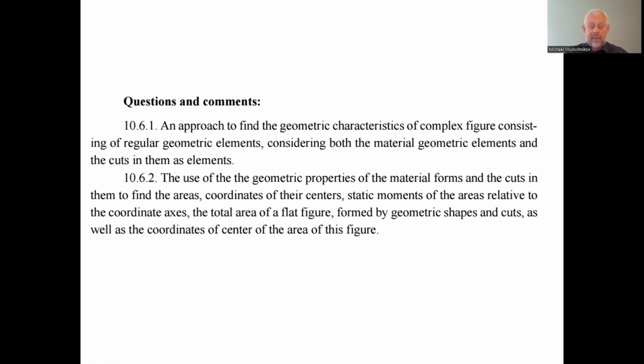This is the idea of the addition method, that we have to decide about the coordinate axis to reduce the amount of calculations, if we consider the properties of symmetry of separate parts of the total geometrical figure. And besides, we subdivide this geometrical figure into simple geometric parts, for which it is easy to find the area and the location of the center of the area.